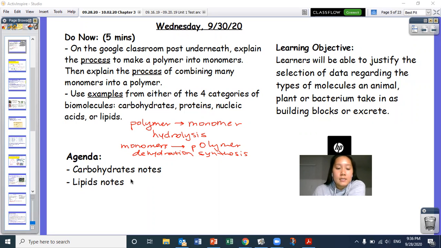Our agenda today is to tackle carbohydrates and lipids and go over them, review them maybe for some of you who already or recently learned them and remember them, and give you some more details about them. So our learning objective is still the same. Learners will be able to justify the selection of data regarding the types of molecules an animal, plant, or bacterium takes in as building blocks or excretes as waste.